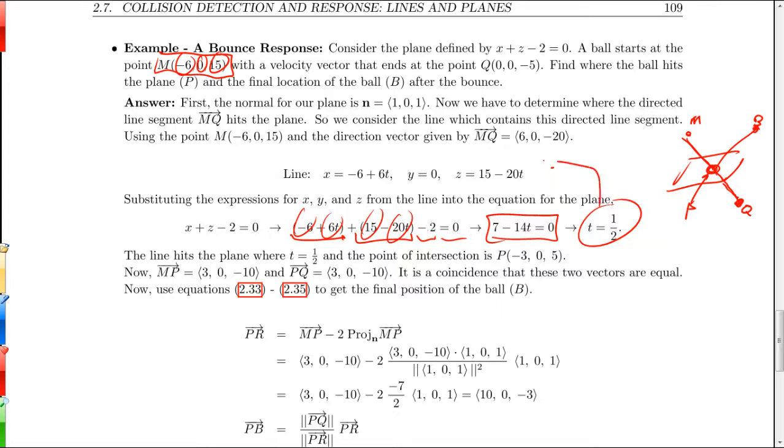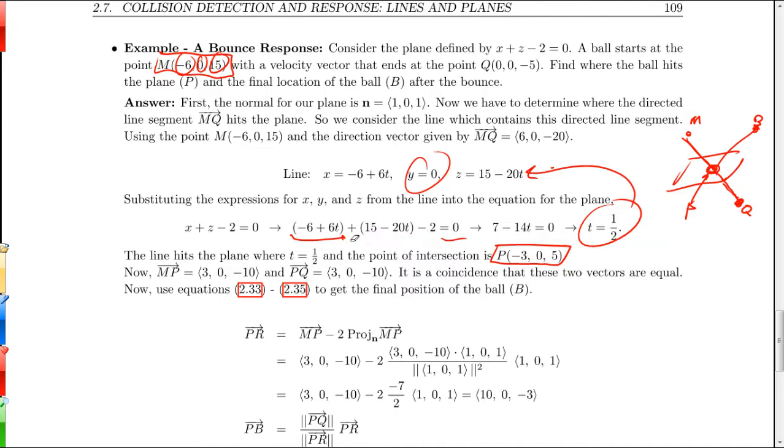So I take t equals 1/2, I stick it in there and there, and so I get the point of intersection is, let's see, negative 6 plus 3, negative 3, 0, y is always 0, and then 15 minus 10 is 5. So I found my point of intersection.